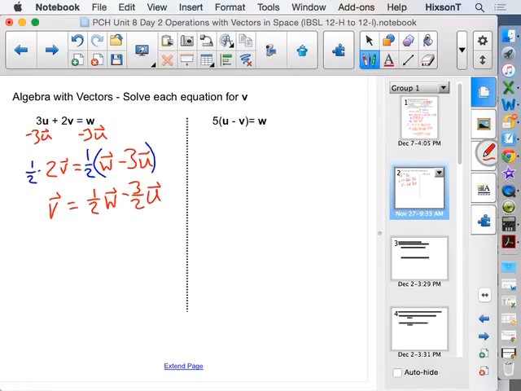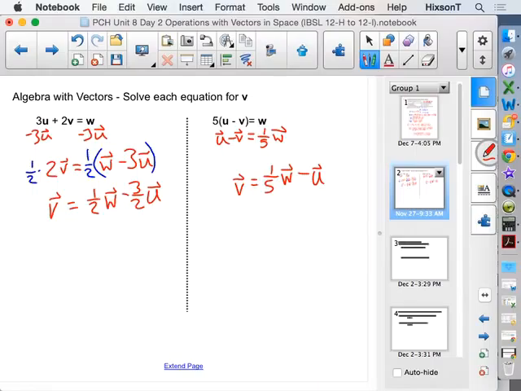What did you guys get? Vector V equals 1/5 vector W minus vector U. Okay, good. Right off the bat, we could multiply by 1/5 and get U minus V equals 1/5 W. And then if we add the V and subtract the 1/5 W, we would get to what you see here.